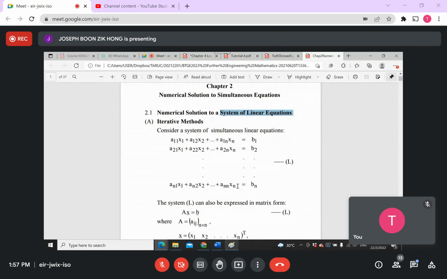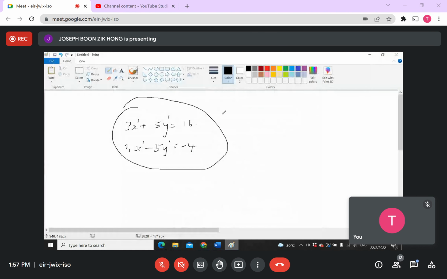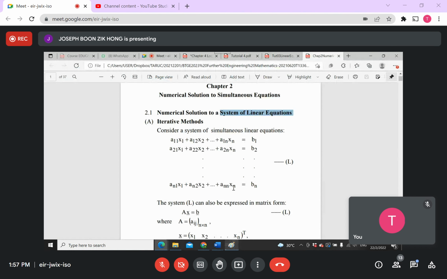Can be power of 0, can be power of 1. For example, this one, you have two equations. You have two unknowns, that means you at least need two equations. If you have n unknowns up to xn, that means you need at least n equations.